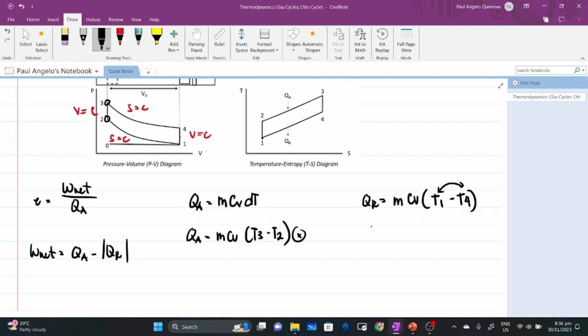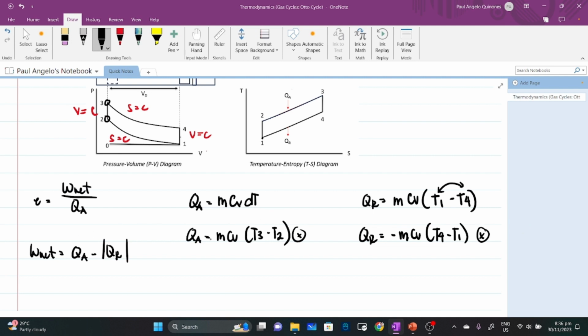If I interchange those two, I will have MCV T4 minus T1. However, if I interchange this one, in order for the equation to be balanced, my multiplier here should be of opposite magnitude. So, let's say that is positive, then it will become negative. Okay? So, let's mark this equation.